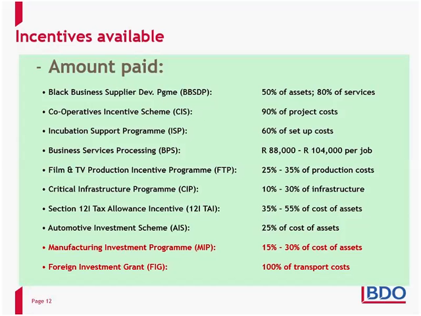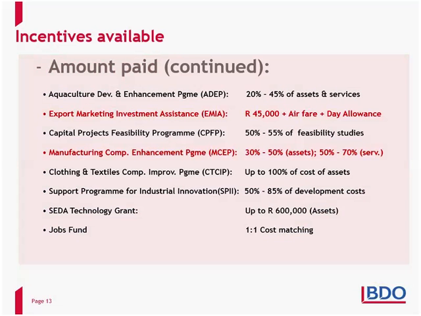The Section 12I Tax Allowance Incentive will cover between 35% and 55% of the cost of new assets. The Automotive Incentive Scheme will pay up to 25% of the costs of new assets acquired. The Manufacturing Investment Program will pay between 15 and 30% of the cost of new assets. And linked to the MIP, the Foreign Investment Grant will cover up to 100% of the transportation costs of bringing new assets from abroad to South Africa. The Aquaculture Development and Enhancement Program will pay between 20% and 45% of assets and services.